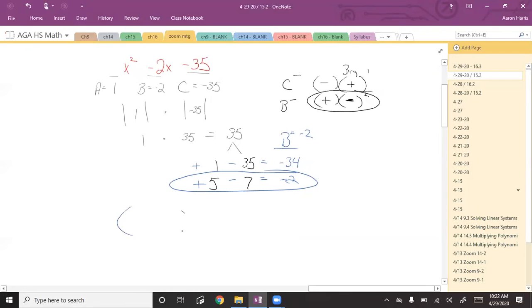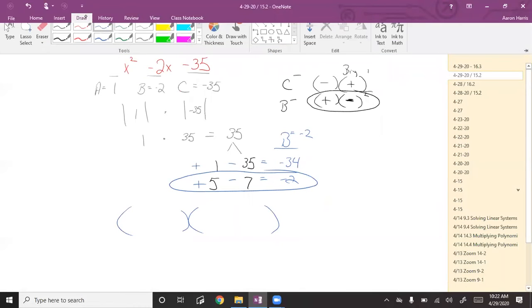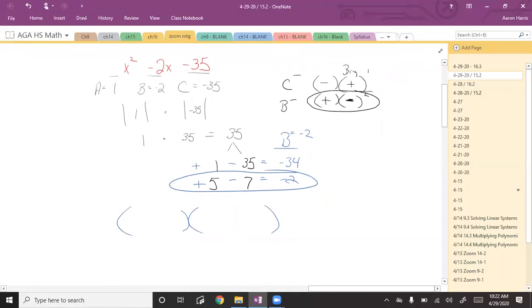So now I am able to put the 2 there. What goes in the first part? X. Awesome. What goes in the second part? +5 and -7. And are you done? Yes.